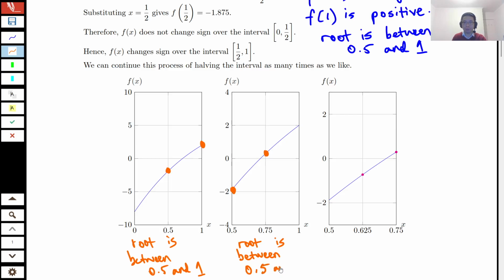0.5 and 0.75. And you'll notice now, start again with 0.5 and 0.75. Find the midpoint, which is 0.625. And we can see the sign change happens in the upper half, this time between 0.625 and 0.75. So that's the bisection method in a nutshell.